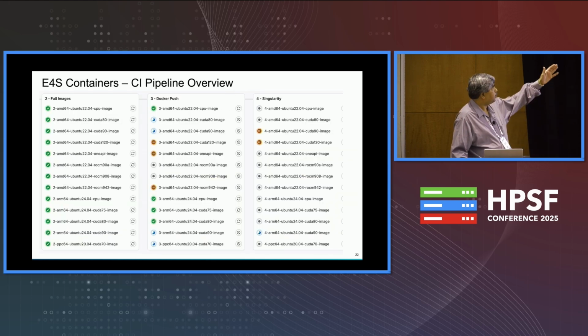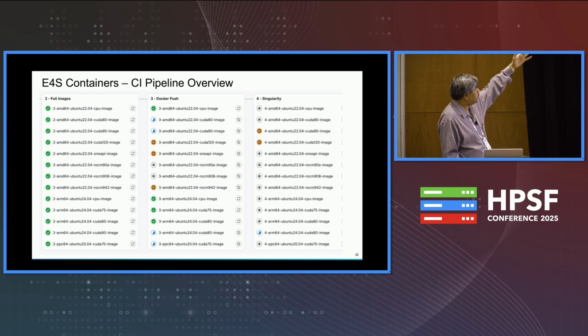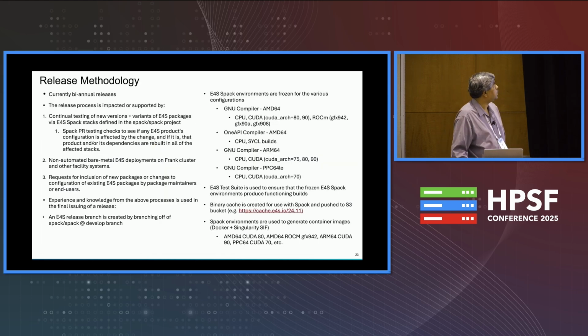And here is the pipeline. You can see the full images being created here on AMD64 with Ubuntu 22.04. There are separate images. So this time we are going to have a separate image for CPU only products, and then each GPU product to reduce the package bloat. And you can see all the images, the Docker push, and then the Singularity builds where we create that image.